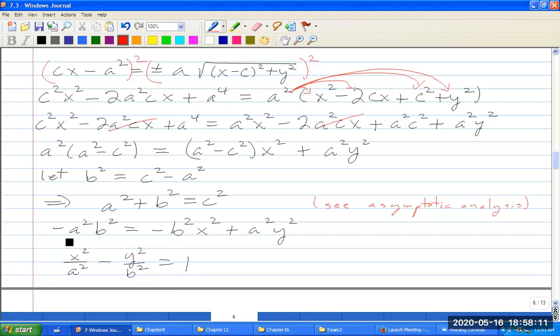Divide both sides of the equation by minus a squared b squared. So this is just equal to 1. The minus b squares cancel. So that's x squared over a squared, the a squares cancel, minus y squared over b squared. That's the equation of your hyperbola.